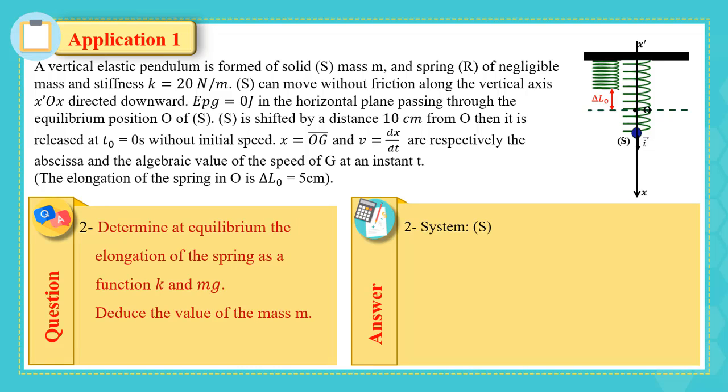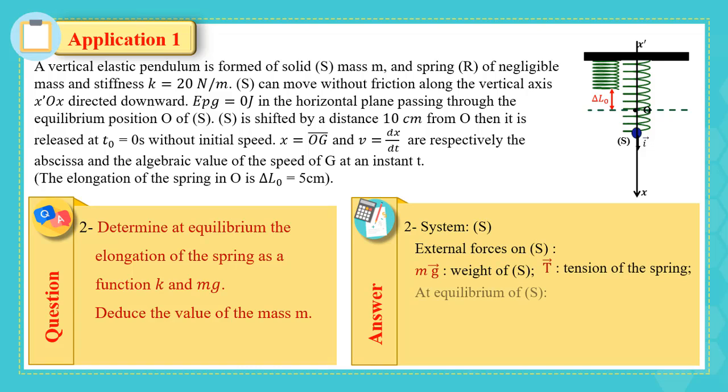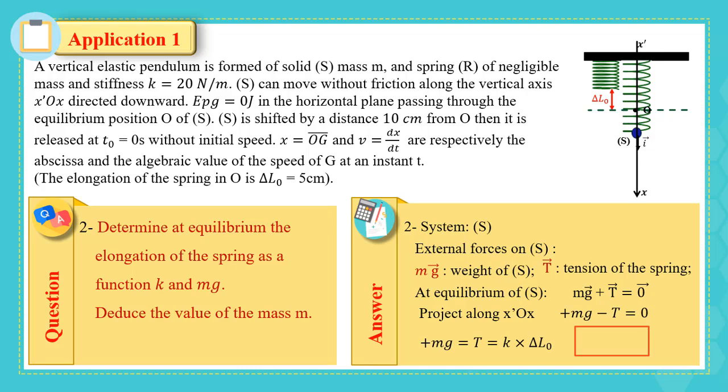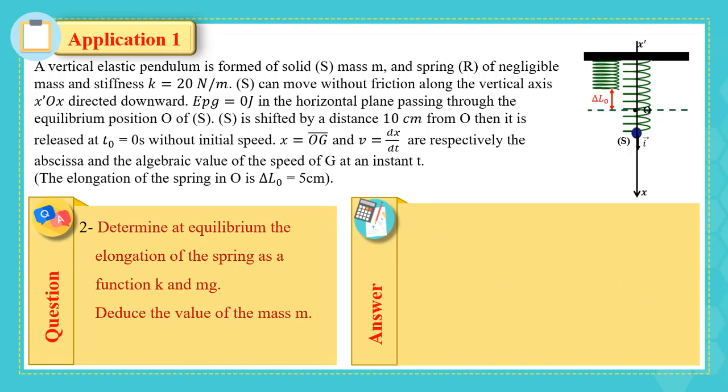Determine at equilibrium the elongation of the spring. Deduce the value of the mass m. So the same steps that we have mentioned in the video, starting with indicating the system and the forces. Then at equilibrium we have mg vector plus T vector equals 0 vector. After projecting along the x-axis, we have finally delta L0 equals mg over k. So we just replace delta L0, k, and g by their values, then the mass will be 0.1 kilograms.